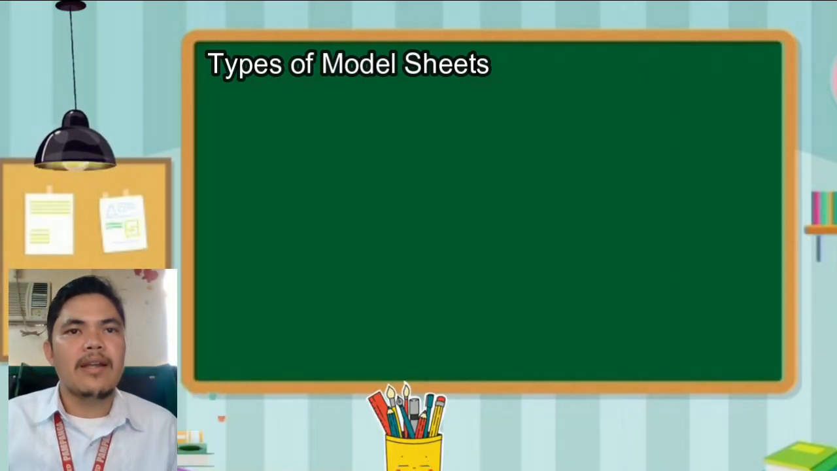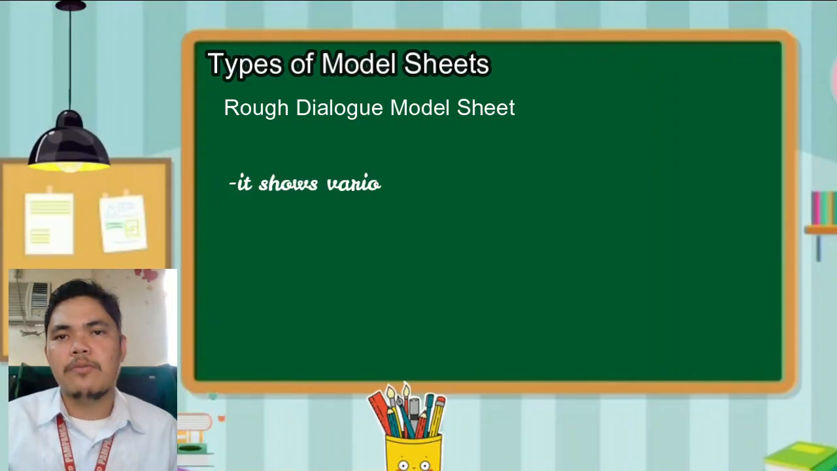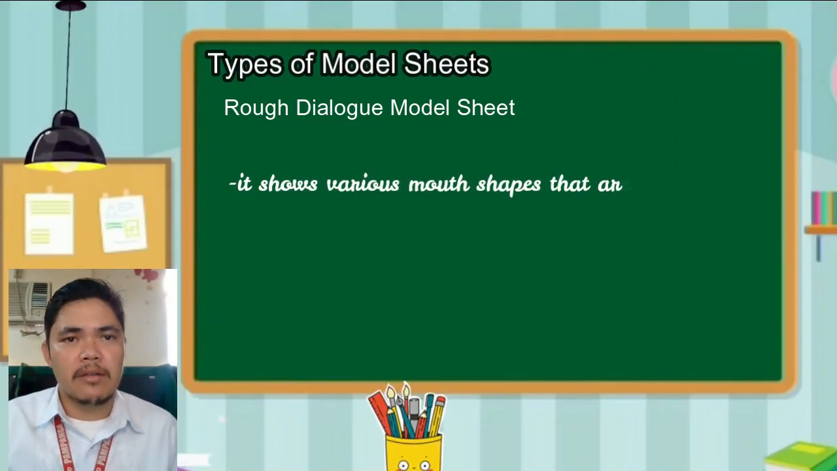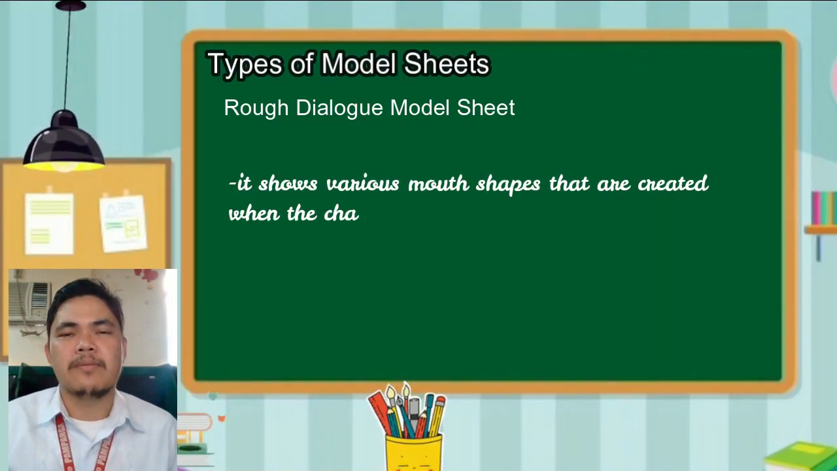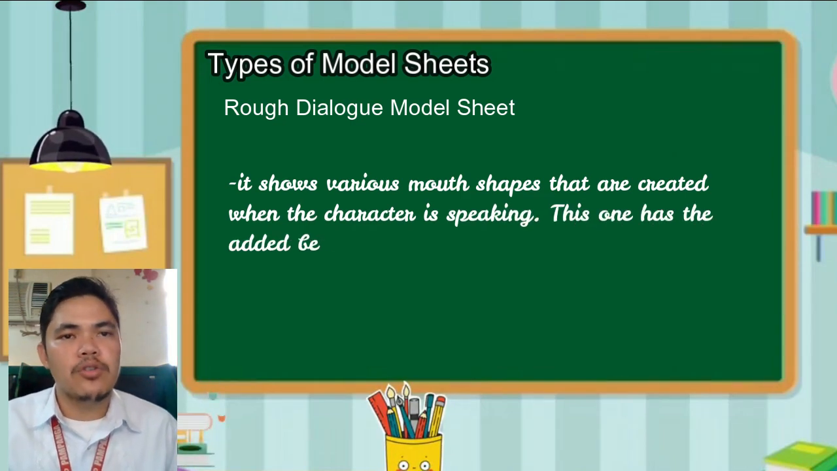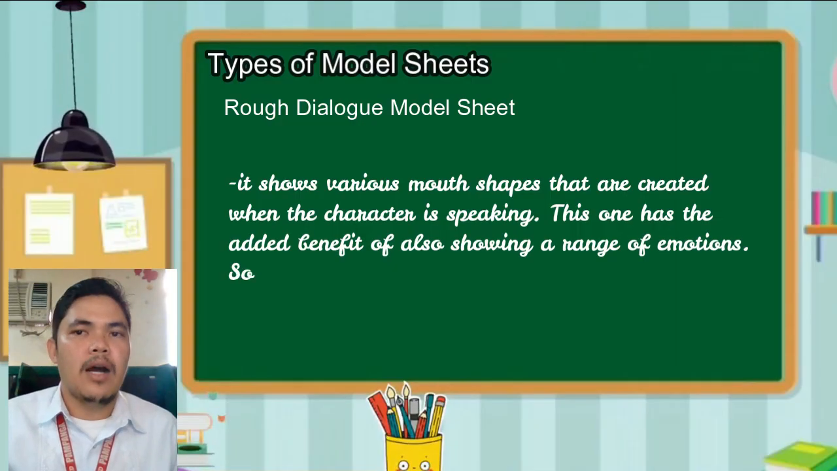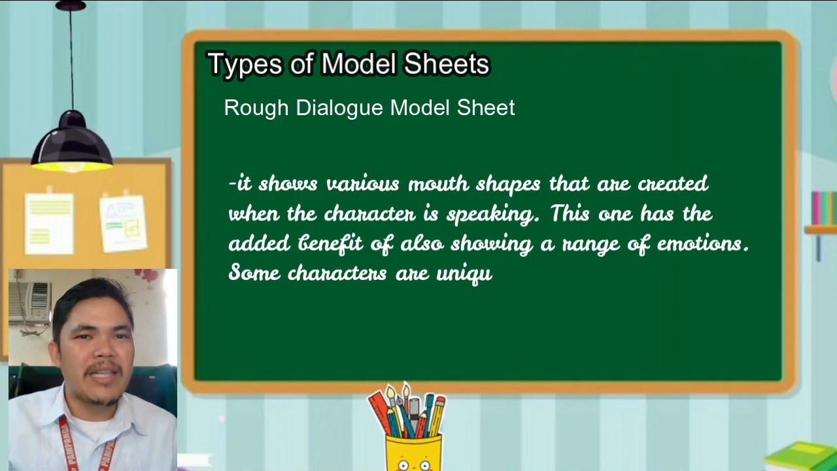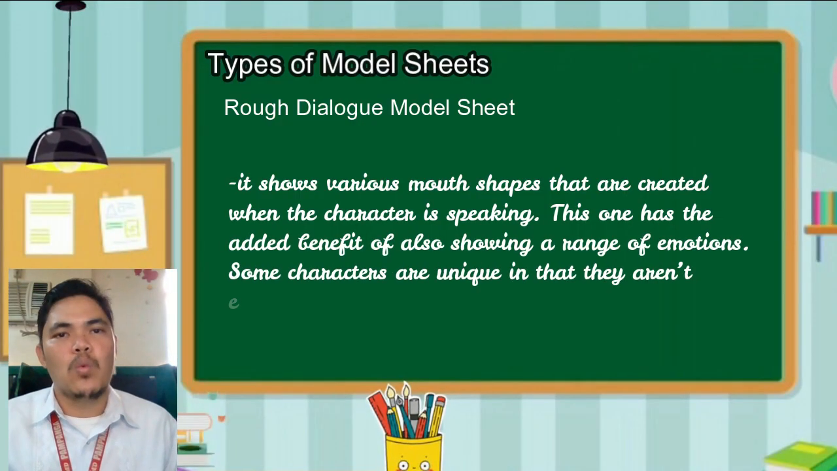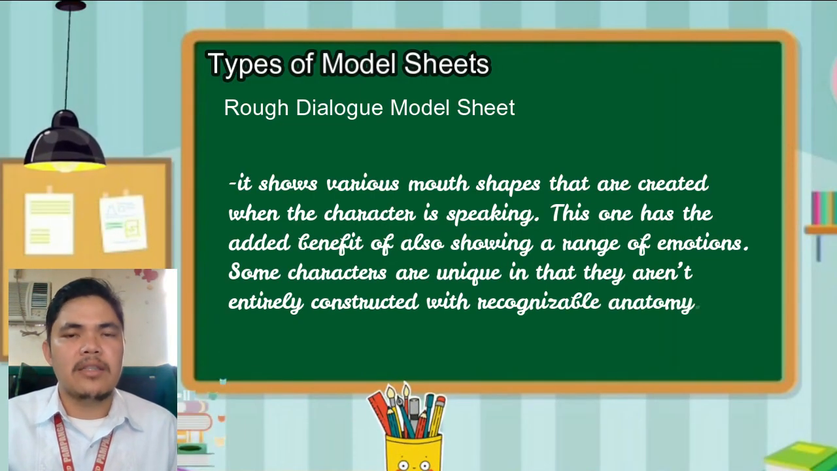Next is what we call the rough dialogue model sheet. In this model sheet, it shows various mouth shapes that are created when the character is speaking. This one has the added benefit of also showing the range of emotion. Some characters are unique in that they aren't entirely constructed with recognizable anatomy. So this is just like the mouth chart, no?